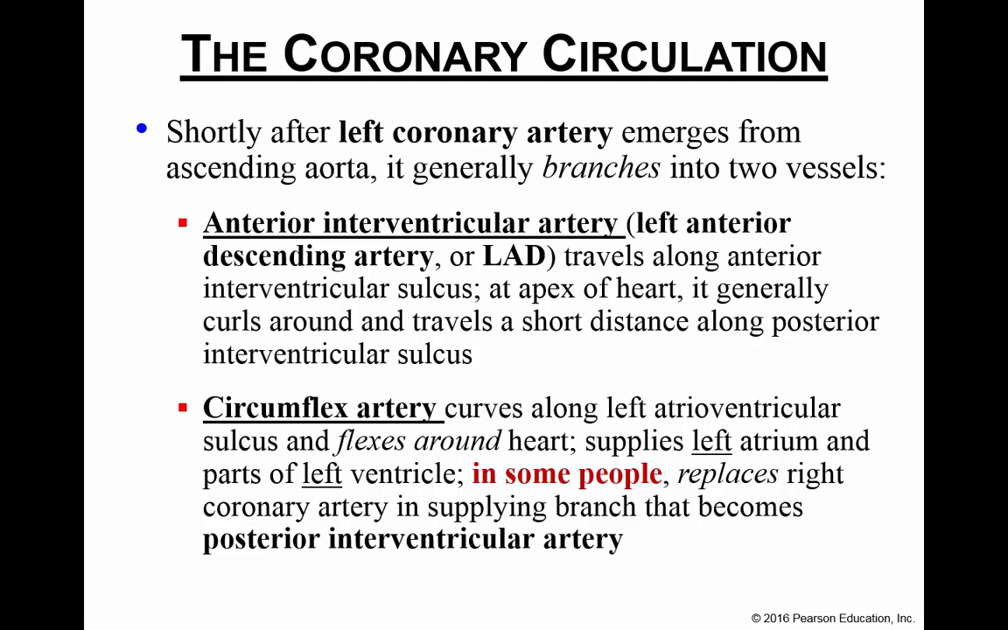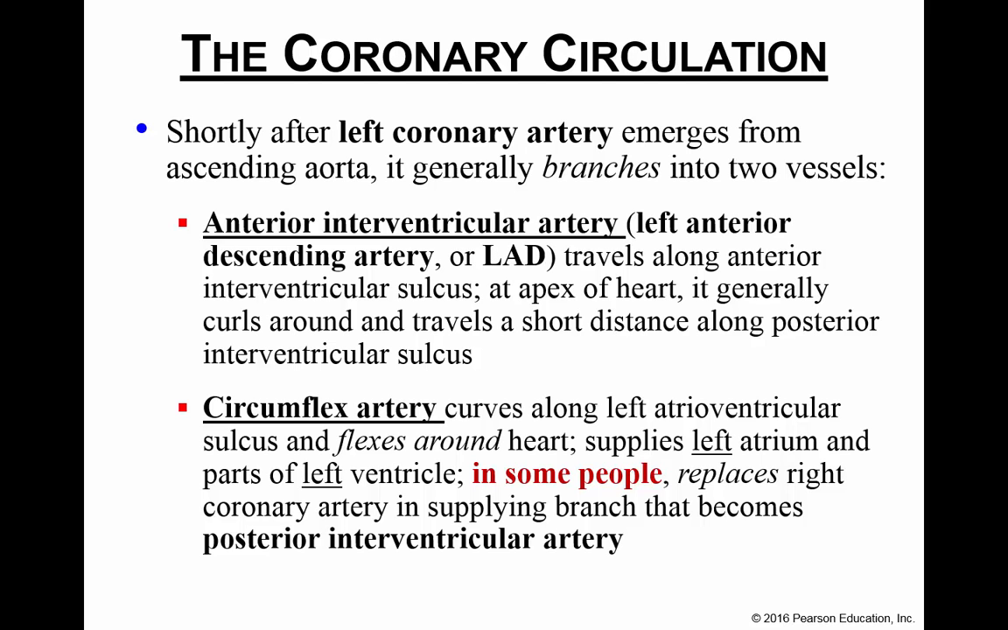Now the left coronary artery, it comes out of that ascending aorta, and it also branches into two vessels. The anterior interventricular artery is going to travel along the anterior interventricular sulcus, the groove that goes between the front of the heart, between the ventricles, and it's at the apex of the heart. It curls around and travels along the posterior interventricular sulcus a little bit.